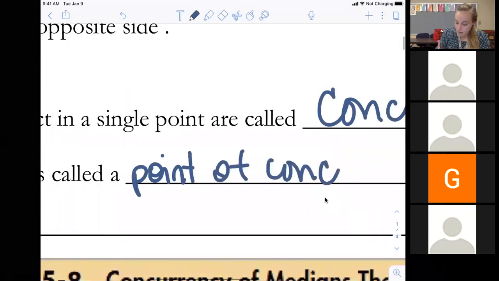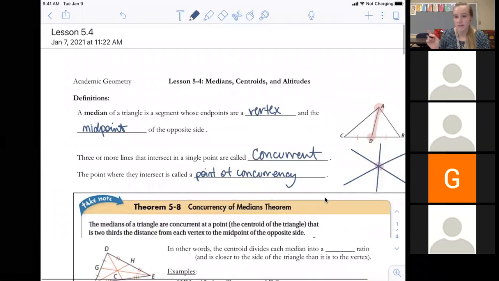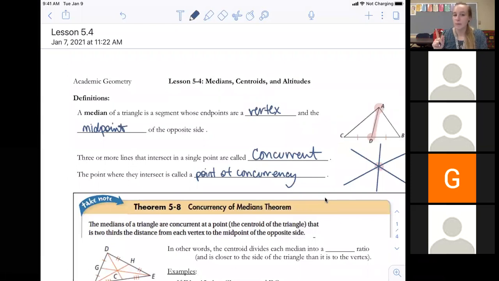And so concurrency was the word that was on your homework last night that I said, we haven't done that yet. You don't know how to do it. Skip that part. But today we're learning about two special points of concurrency. And the first one is when we look at medians. So if I'm looking at all of the medians in one triangle, all of the medians are concurrent at a point called the centroid. So I think of the centroid like the center of a triangle.